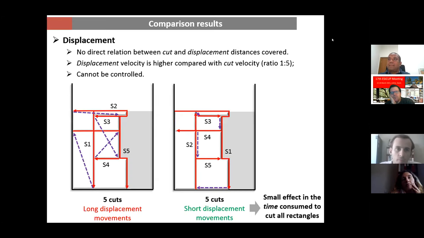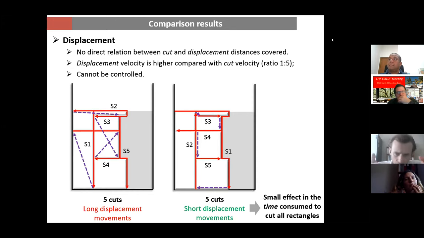The second aspect analyzed by us is the displacement, where we verified no direct relation between the cut and displacement distance covered. There is no relation between covering more displacement distance compared to the cut movement. The displacement velocity is higher compared to the cut velocity and cannot be controlled because it's an intrinsic configuration of the machine. You can control the cut velocity, but the displacement, no.